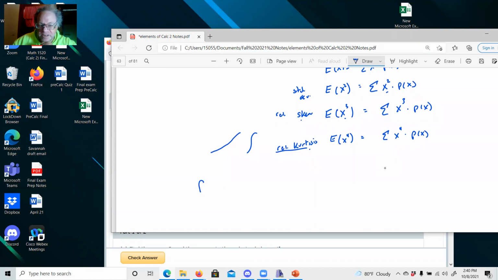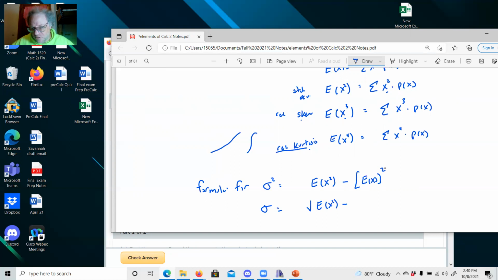So the formula for variance, sigma squared, is equal to E of X squared minus E of X, squared. And then sigma would be the square root of this thing. Now your book uses a slightly different formula.